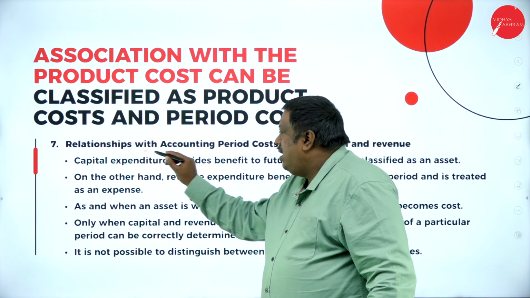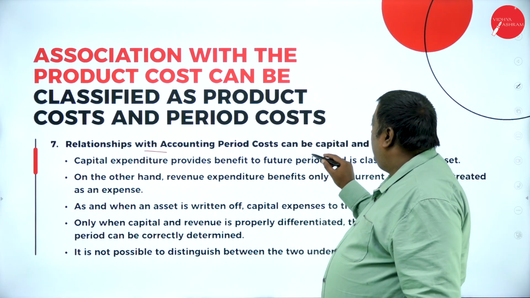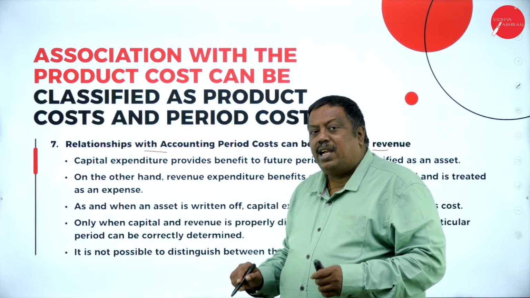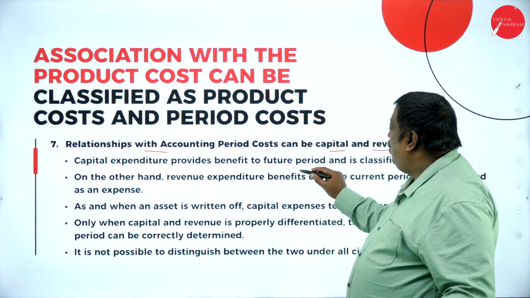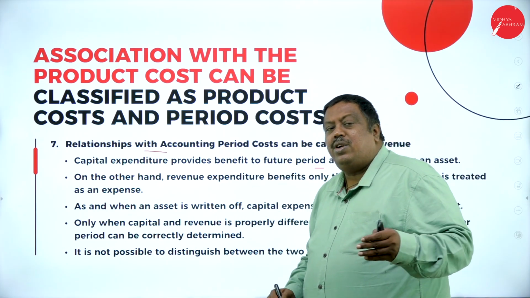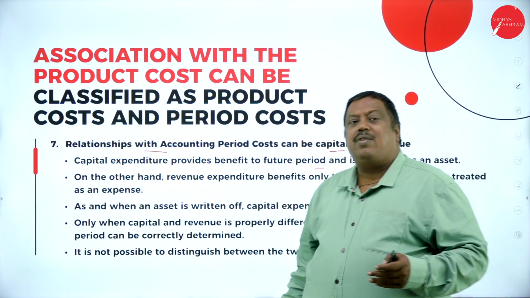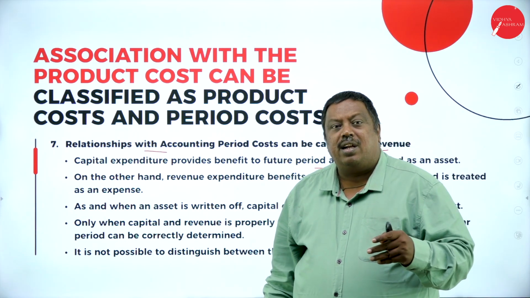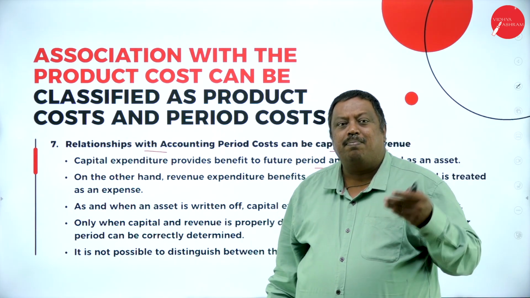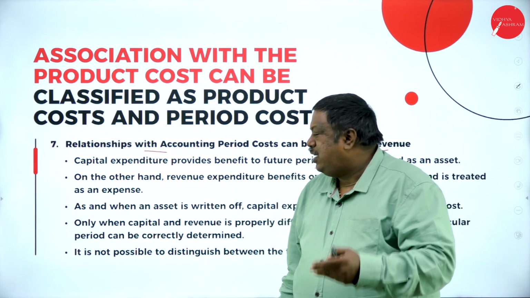Next we have here relationship with accounting period: cost can be capital and revenue. Capital expenditure provides benefits to the future period and is classified as an asset. When you incur any amount of expenditure for the long run, and you buy any property for the business, that is my capital expenditure.